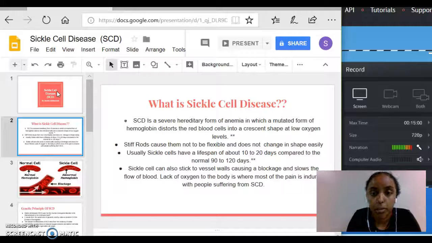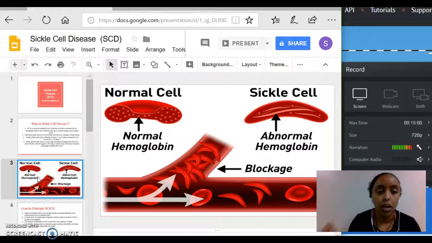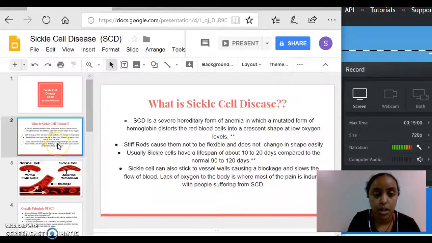So we're going to start with a little bit of the background of what sickle cell disease is. It's a severe hereditary form of anemia, in which a mutated form of hemoglobin distorts the red blood cells into a crescent shape, just like this right here. This would be a normal hemoglobin, and this crescent shape would be sickle cell disease, and this is where you can see that it also clogs the arteries, the blockage.